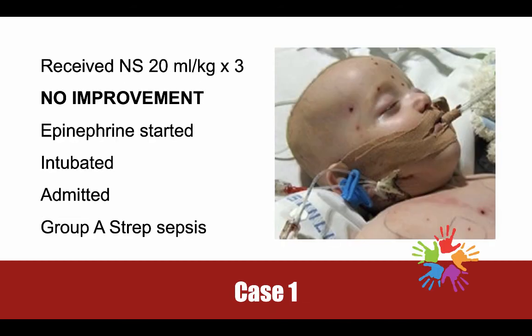So we'll go back to the case that we presented. That particular patient received normal saline 20 mils per kilo 3 times. There was no improvement. And so the patient went on to have an epinephrine infusion started. Her level of consciousness continued to deteriorate, and so she was intubated and admitted to an intensive care unit. She actually improved over the course of about 7 days, and her blood cultures grew group A strep.